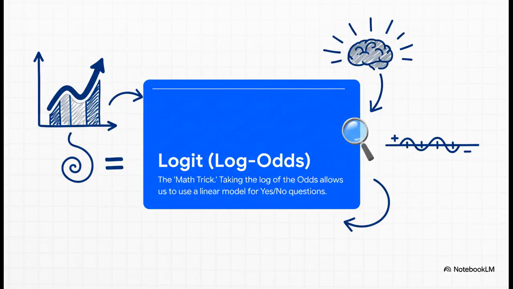The answer is a really clever, kind of beautiful math trick called the logit, or log odds. By taking the logarithm of the odds, we basically stretch the scale. It transforms our positive-only odds into a number that can go all the way from negative infinity to positive infinity. And just like that, boom, we can finally use our linear model to tackle a yes or no question.